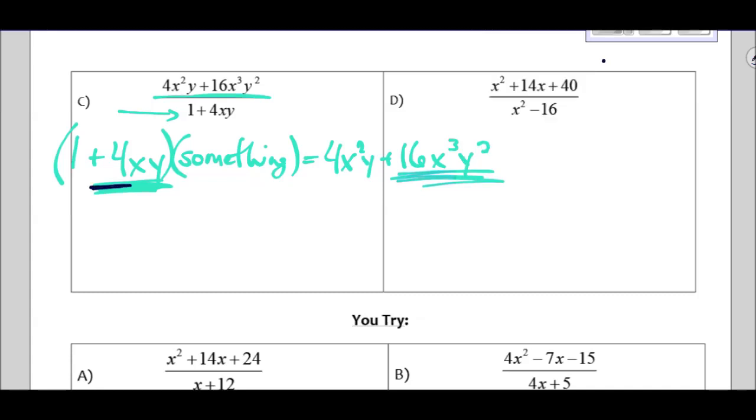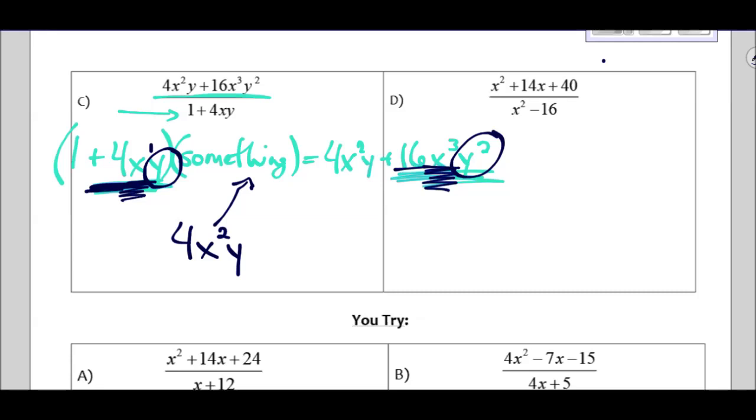So 4 is changing into 16. So this something has to have a 4 in it. To go from 4 using multiplication to get up to 16, I had to multiply by a 4 somewhere in. To go from x to the first to x to the third, I needed to multiply by x squared. And to go from just a y by itself to a y squared, I have to multiply by y.